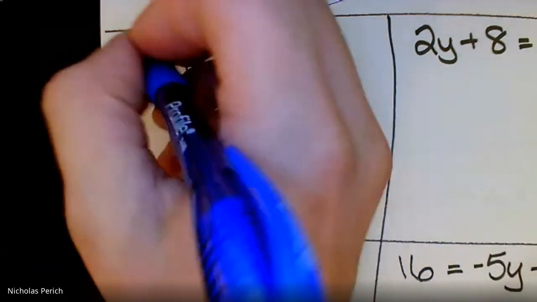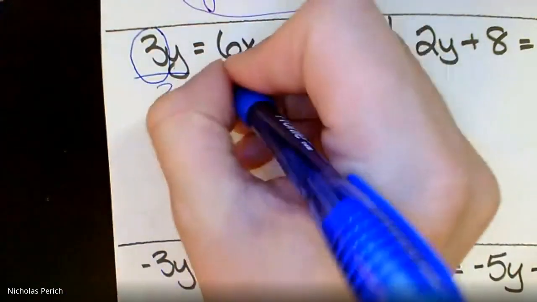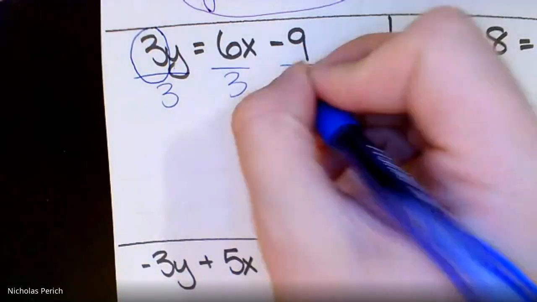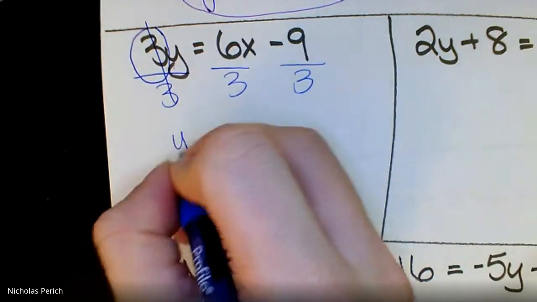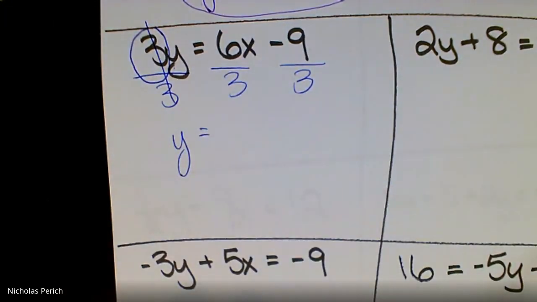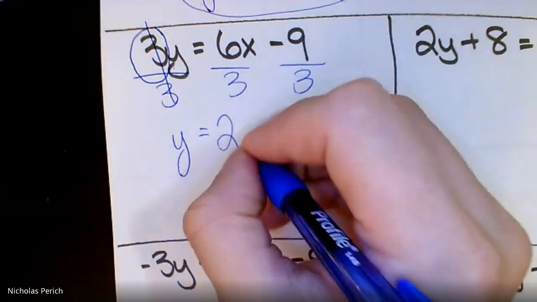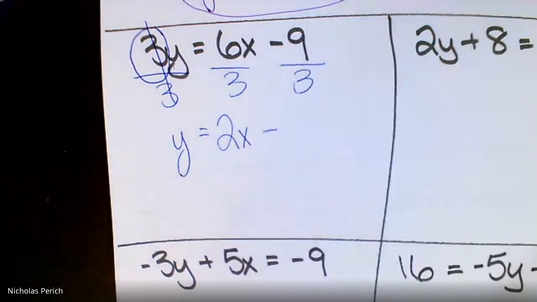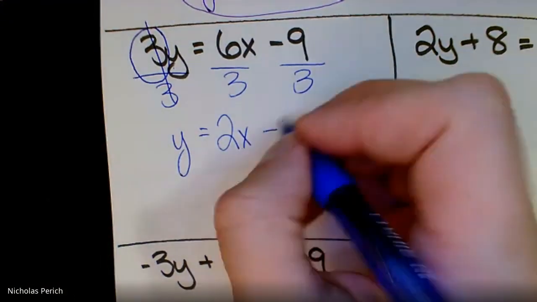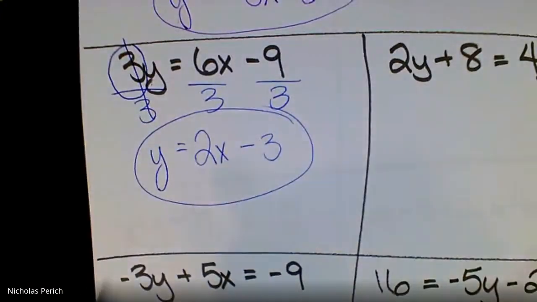Hooray! So I'm going to divide everything. Cross out the 3. Y comes down. 6 divided by 3 is 2. X comes along for the ride. Minus comes down. 9 divided by 3 is 3. Circle it because y is now all by itself.